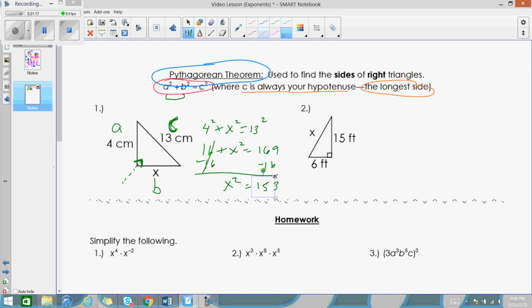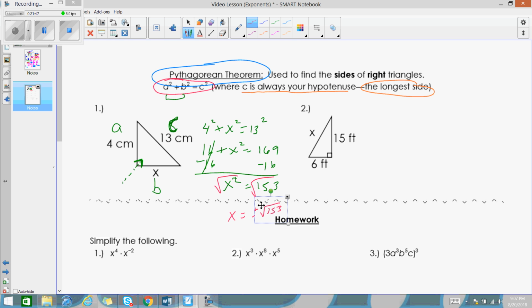Now, what I want us to do is leave our answer as an exact answer. Every time you do the Pythagorean theorem, you are not looking for x squared, you're looking for x. So you have to do a square root. You're going to take the square root of both sides. And your answer is going to be x equals plus or minus the square root of, sorry, the square root of 153. Now 153, if you put this in your calculator, does not simplify to a whole number. It would be a decimal.